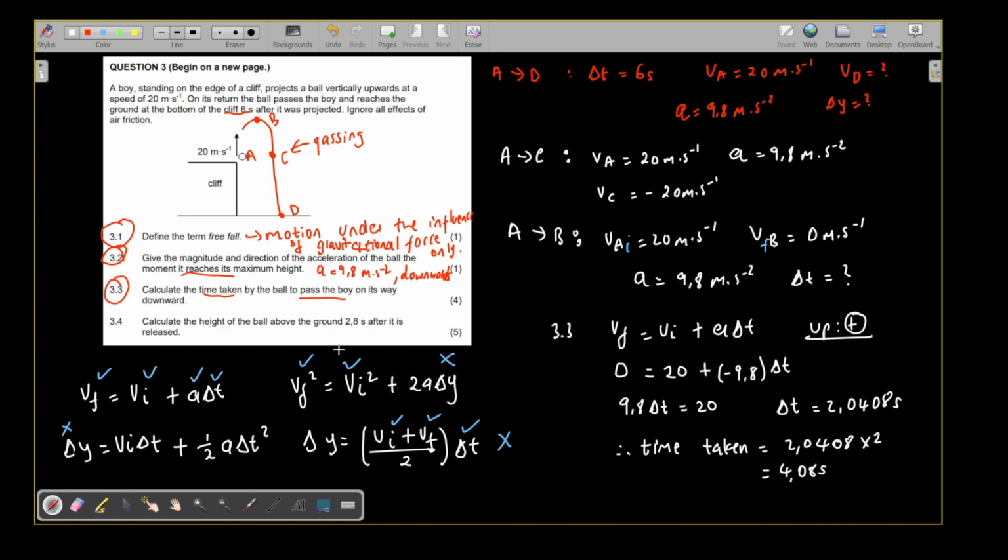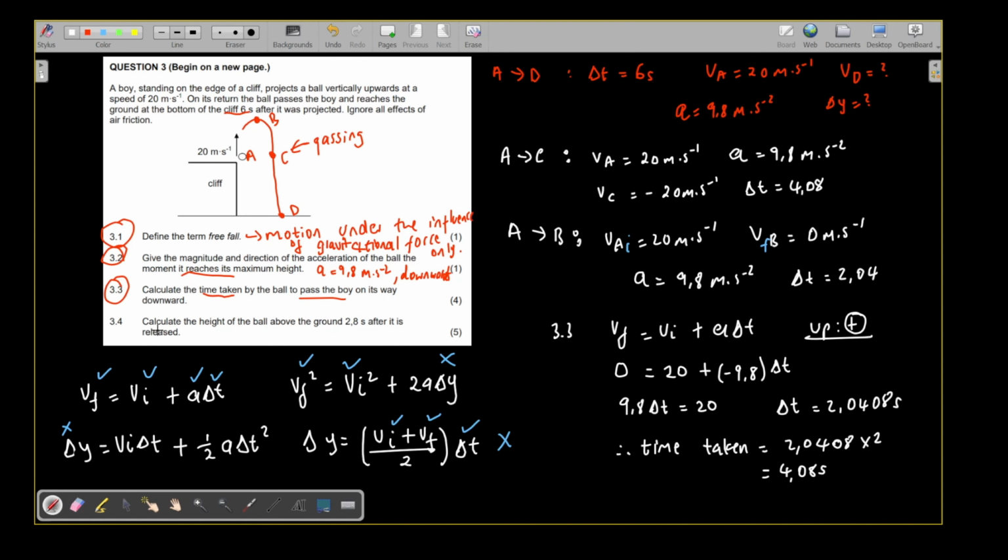Then now, we need to update our information. So here at B we now know that this was approximately 2,04, and then here we know that the change in time was 4,08. Okay, so this is all the new information that we have about that ball.